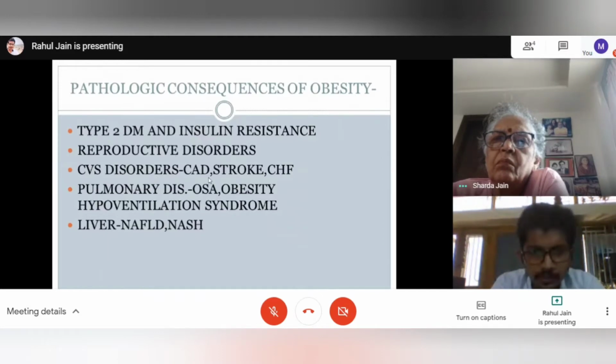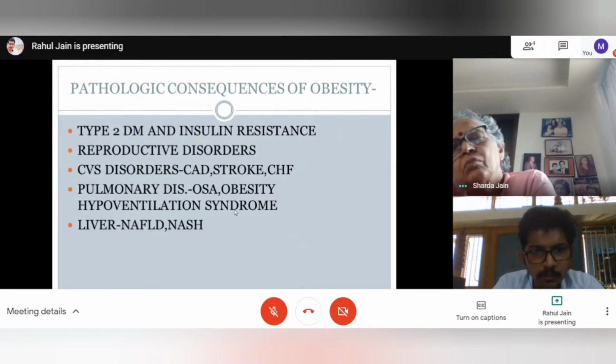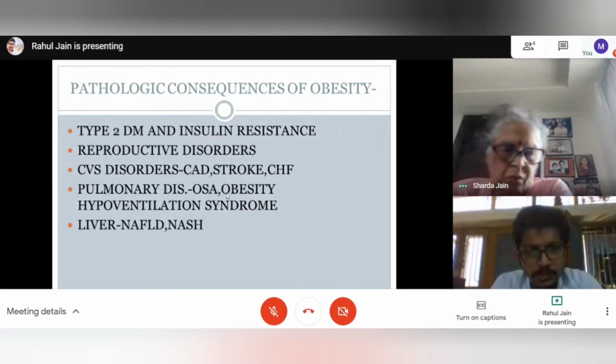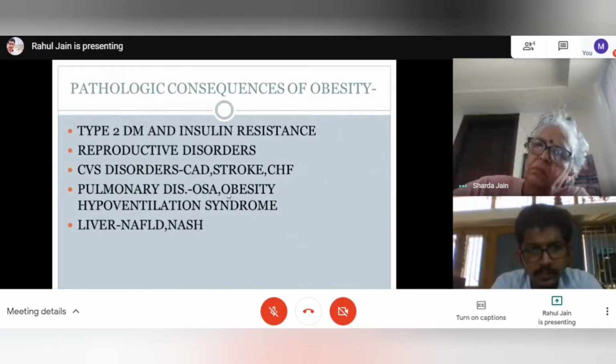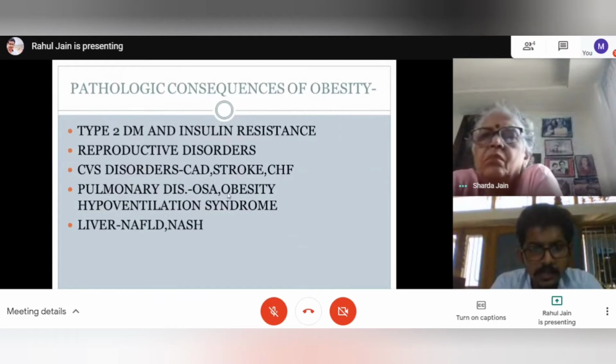And cardiovascular disorders like coronary artery disease, stroke, heart failure. And in the lungs, obesity is associated with obstructive sleep apnea and obesity hypoventilation syndrome. Basically, these patients will have shallow breaths because their lungs will occupy a small space and the diaphragm moves up as they have central obesity, so they will not exhale or inhale properly. They can easily go into respiratory alkalosis and acidosis if any problem occurs. So that is obesity hypoventilation syndrome.